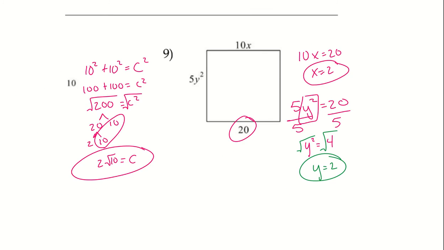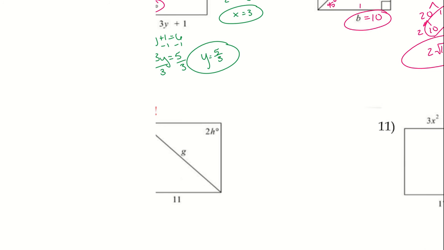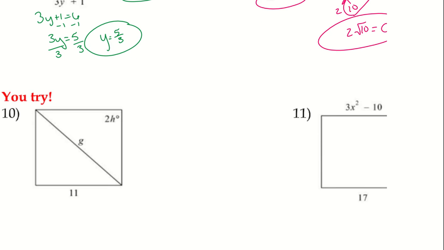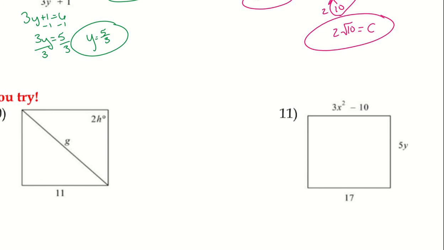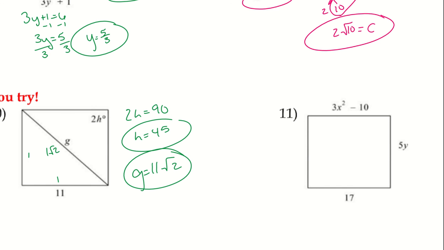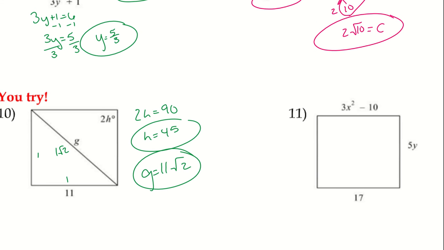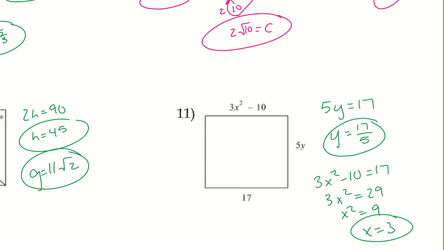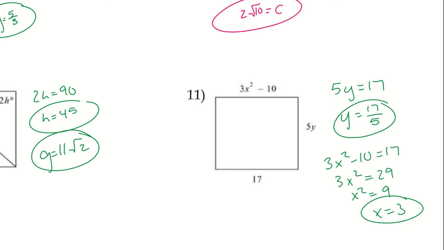Okay. Let's go ahead and take a look at 10 and 11. I want you guys to go ahead and try these. Don't forget when you try number 10, remember those special right triangles. All right, there it is. H equals 45 and G equals 11 root 2. So I set up that special right triangle. So I just have 11 with the root 2 right next to it. Oh, and I totally forgot to do number 11 as well. Let me go ahead and write that down. All right, there's number 11. Both the sides equal 17, so just set them equal to 17 and solve for the variable.